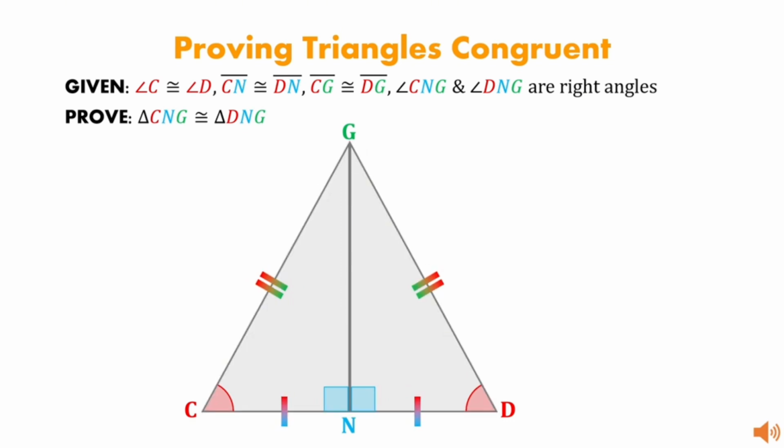Segment GN. We can say that segment GN is congruent to itself by the reflexive property. Now we have 3 pairs of congruent sides. We need to show that we also have 3 pairs of congruent angles in order to complete our proof. First, look back at the given information.